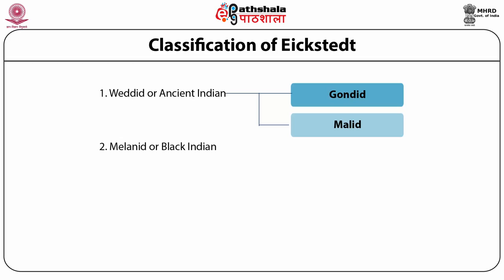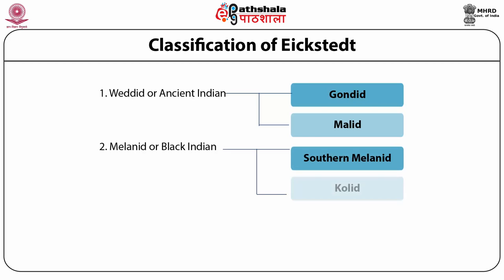The second type is Melanid, or Black Indian. Racially, they form a mixed group. They are divided into Southern Melanid and Kolid. Southern Melanid live in the southernmost plain of India. Matriarchal influence is marked. Their skin color is black. Example: Yanadi. Then Kolid, found in the North Deccan forest. They have a strong totemistic belief. Matriarchal influence is observed. Skin color is black-brown. Examples: Munda and Ho.